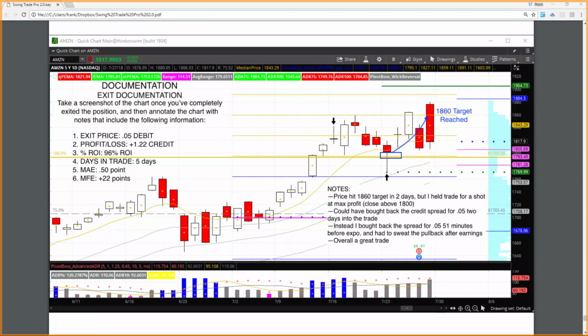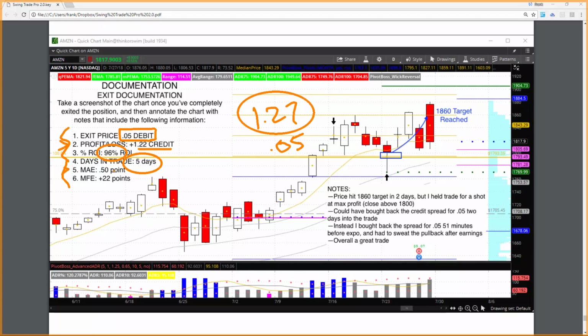Number 1, we want to document the exit price. I ended up buying back the put credit spread for a nickel. So again, I basically sold the put credit spread for $1.27, and then I bought it back for a nickel. That was essentially what happened in the trade. Now, profit and loss, I gained $1.22 credit. The ROI was I made 96% of that allowable trade. And then the days in trade was 5.